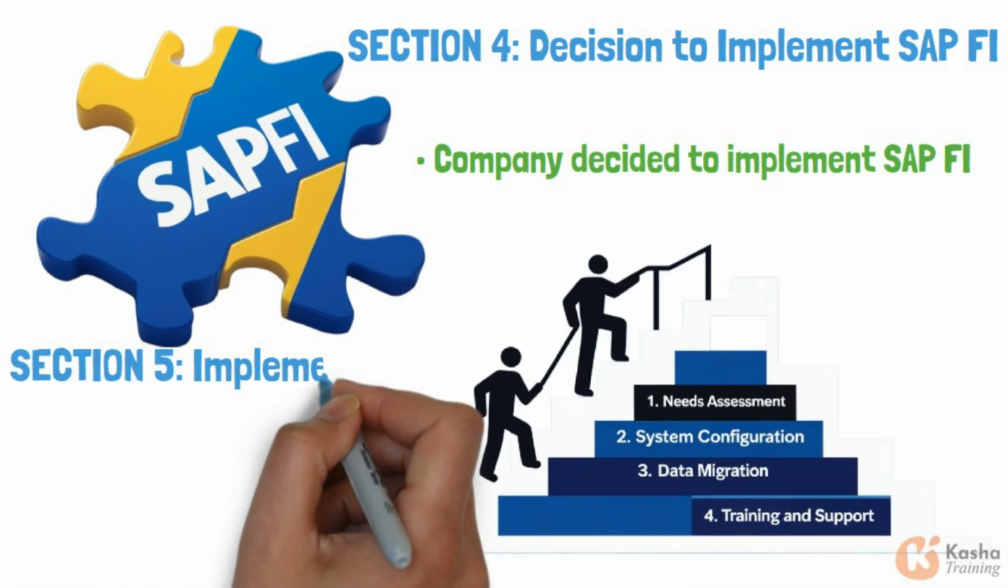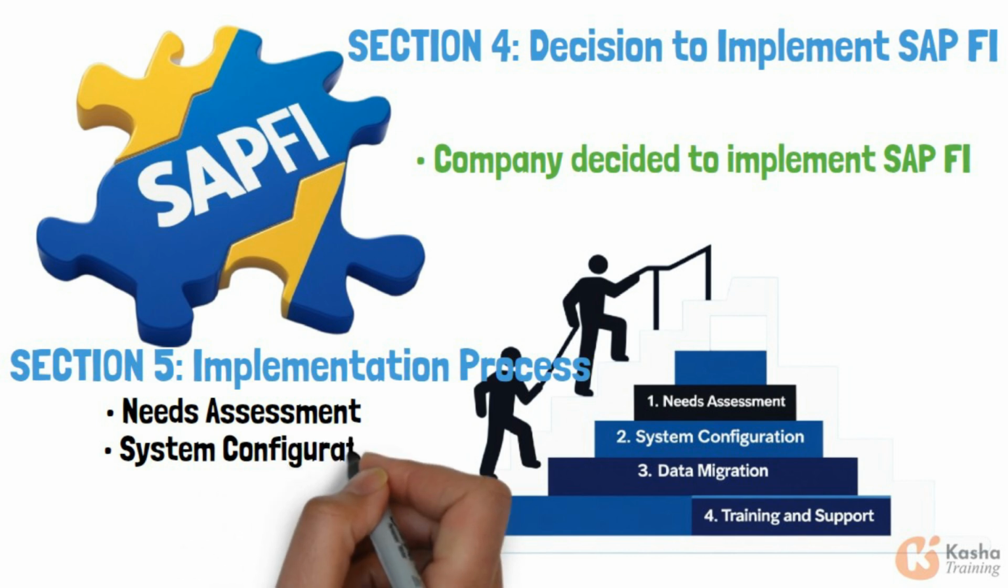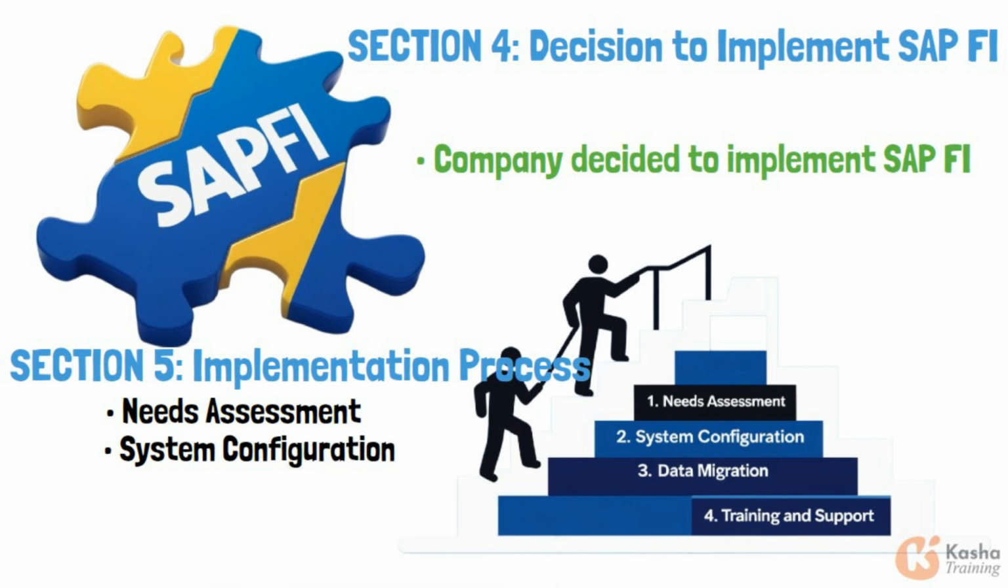Section 5. Implementation process. The implementation of SAP FI involved several critical steps. Needs assessment: the finance team identified specific pain points in cash flow management that needed addressing. System configuration: SAP FI was configured to align with the company's operational requirements and cash management goals.